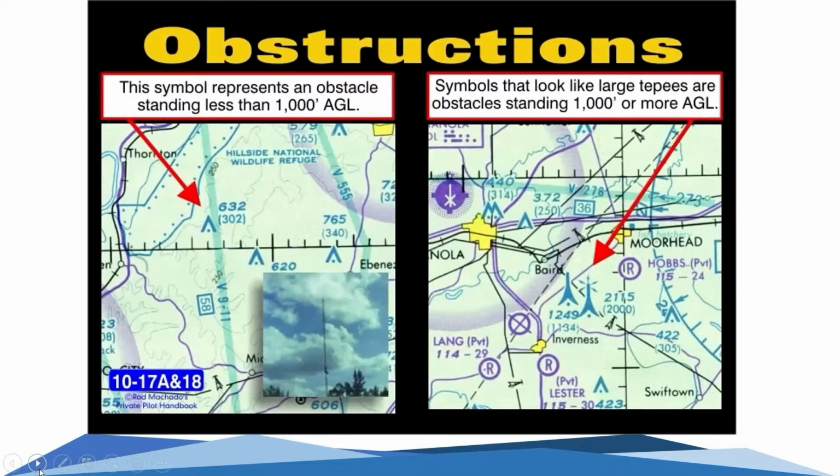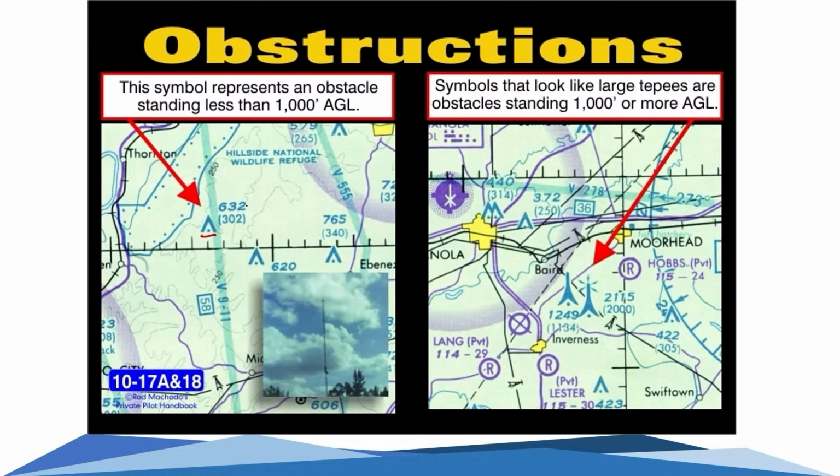All right, with that, you also have obstructions listed there. You'll be amazed at how many radio towers are sitting around the country that are 2,000 feet tall, and other things as well. The first one on the left-hand side, the kind of upside down V with a dot in it, represents some type of obstacle that's less than 1,000 feet tall.